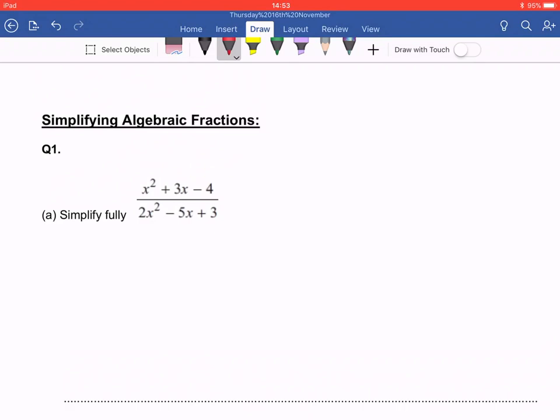We thought we'd do this one because it's nice marks, but some people find it a little bit tricky to factorize, definitely the bottom one. It's a classic. So simplifying an algebraic fraction, we've got x squared plus 3x minus 4 at the top, 2x squared minus 5x plus 3 at the bottom. Both of them are quadratics, classic quadratic forms, which means they should factorize.